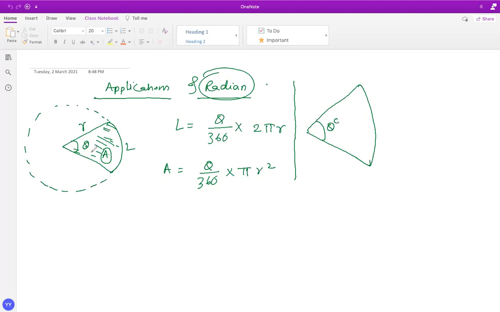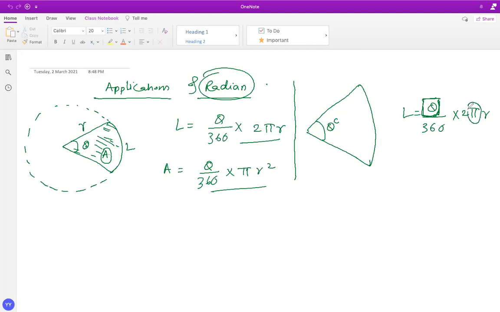Do I always convert the angle back to radians, or can I have these formulas explicitly converted for radian measurements? So I can just simply put a correlation here. When you say the length of the arc is theta over 360 times 2 pi r, this angle is in degree measurement.